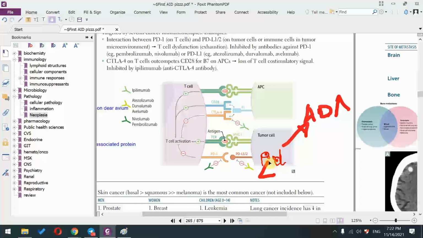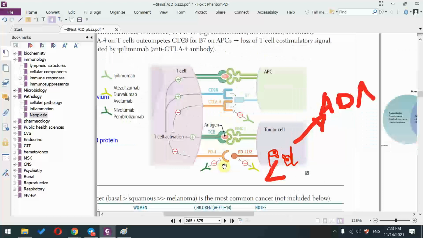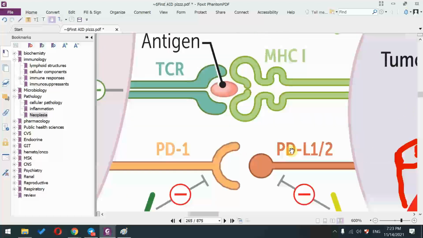So the tumor cells start making a ligand that works on a receptor on the T cells. That ligand, when it binds to the receptor on the T cells, inhibits the T cells. So if the tumor cells can inhibit the T cells, will the tumor cells be able to proliferate more or less? Well, yes, the tumor cells will be able to proliferate more. So does it sound like a good idea to inhibit this ligand or to stimulate it?